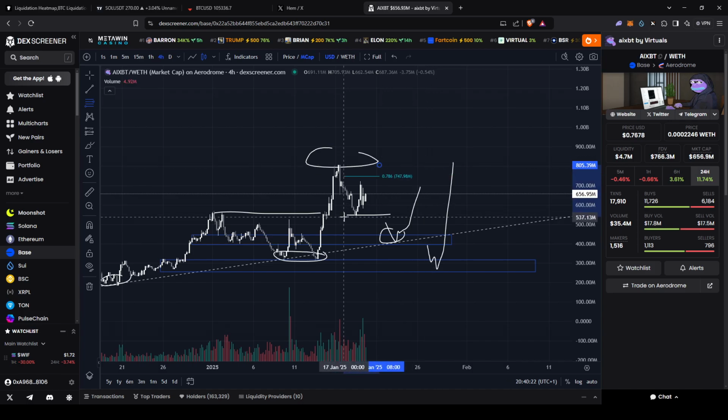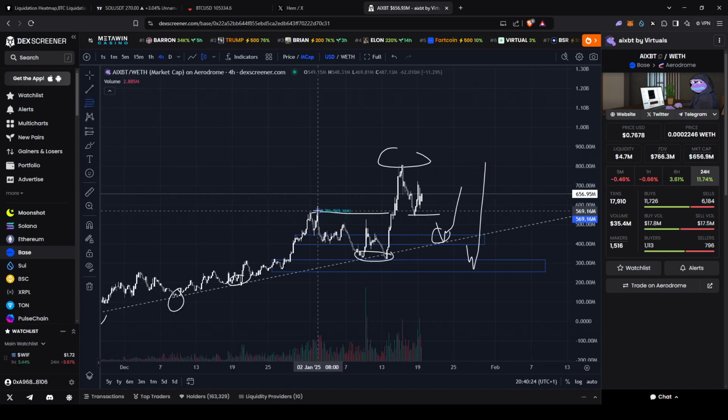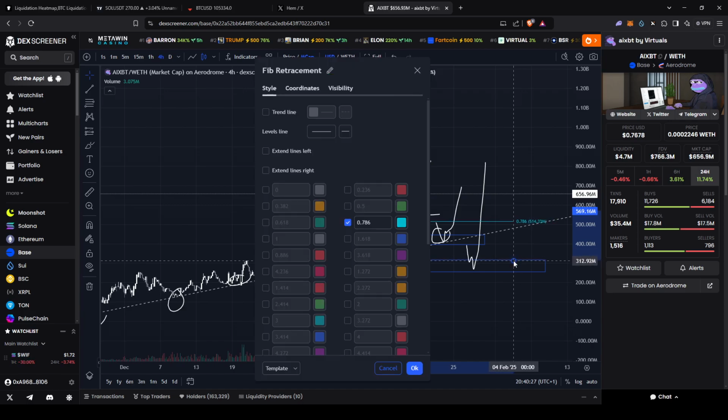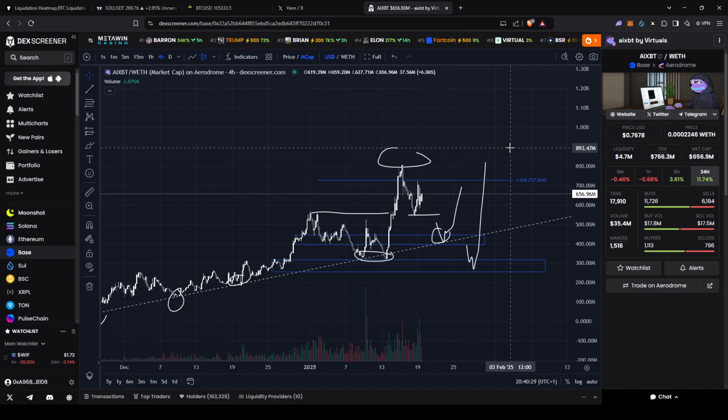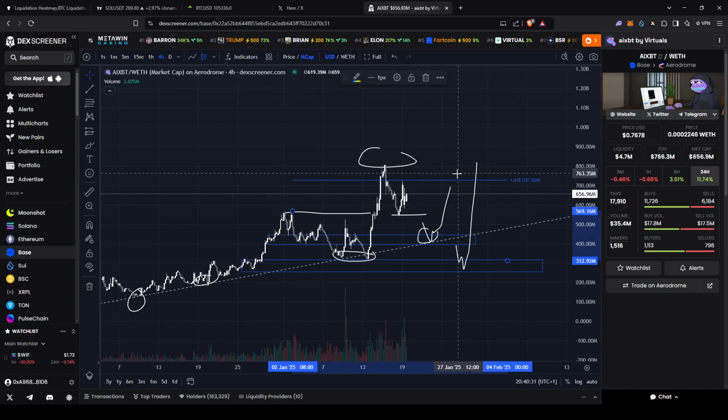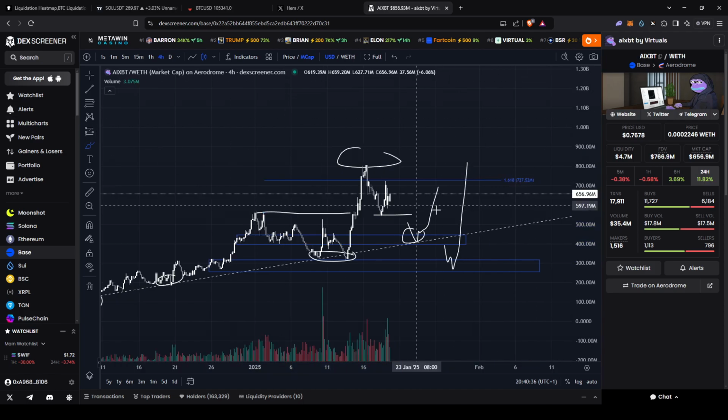We can of course try to use some fibs. I'm even going to use some fibs from here. Let's see if I can find some correlation here. 1.618. We did flip that already once. So if you flip that 1.618, you're likely getting continuation towards the upside.